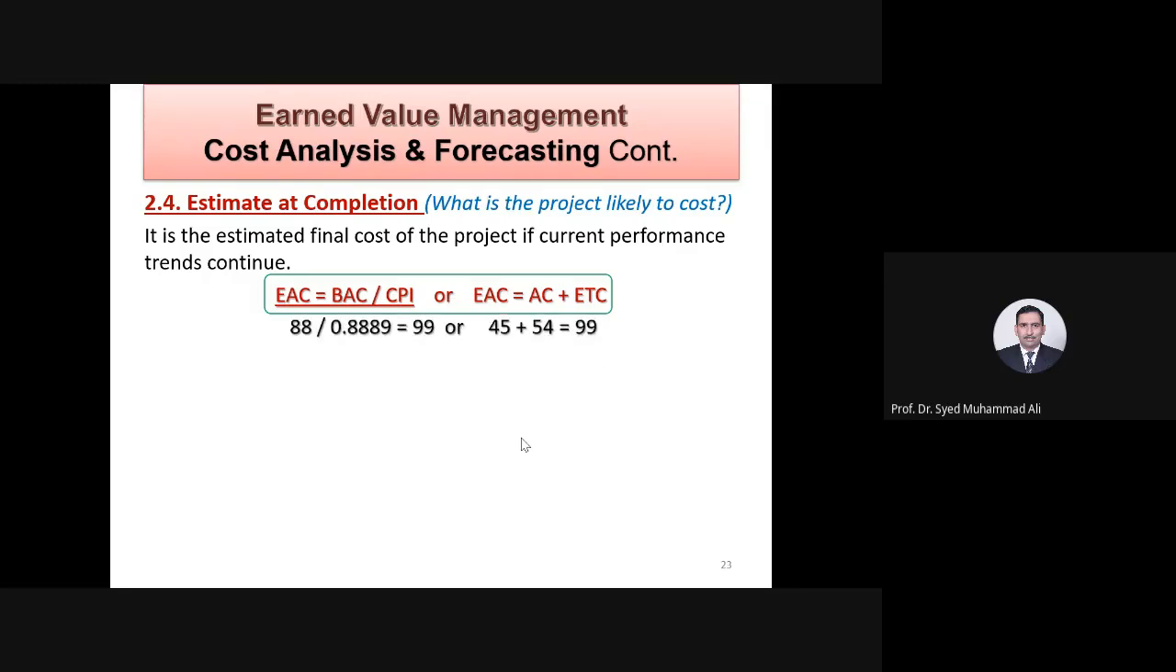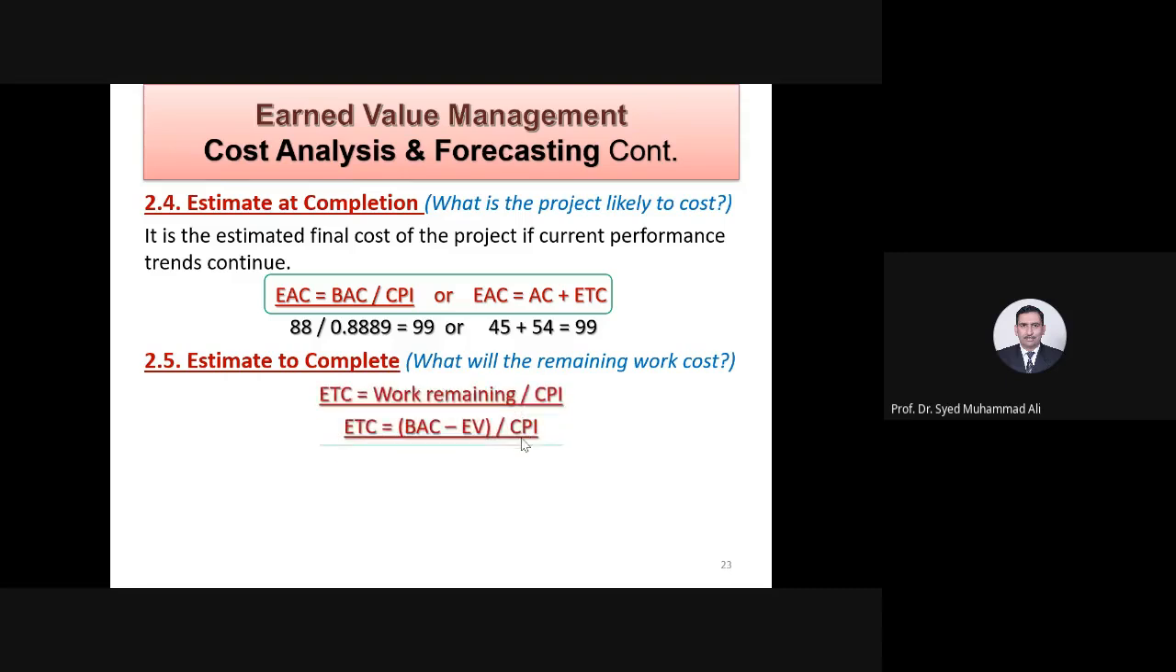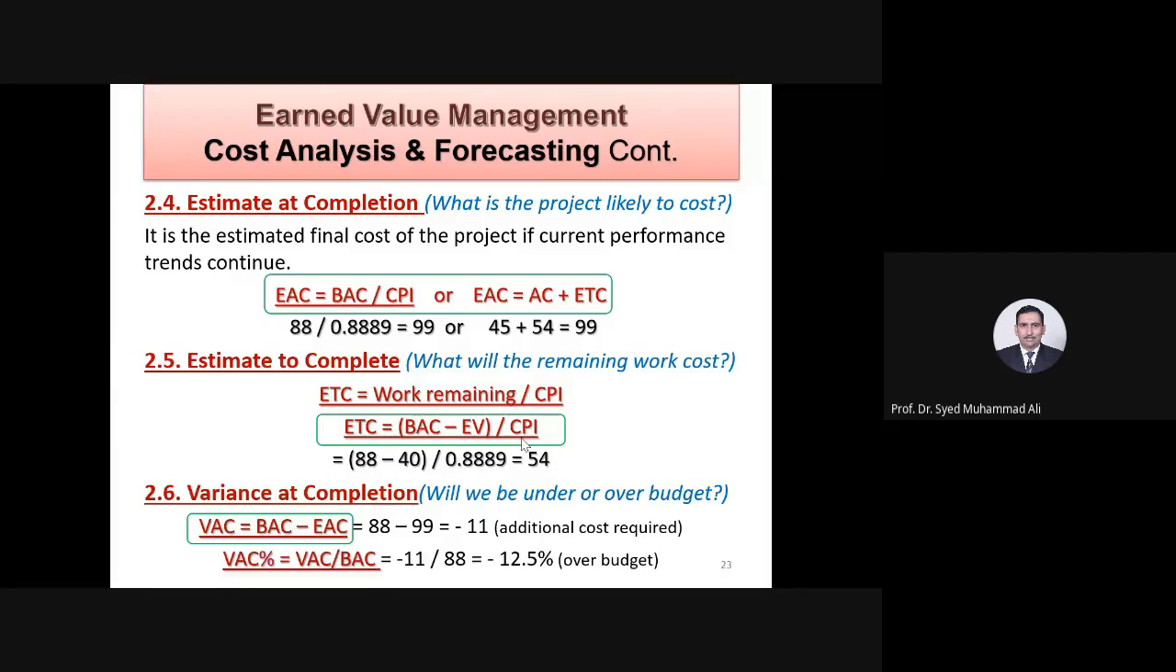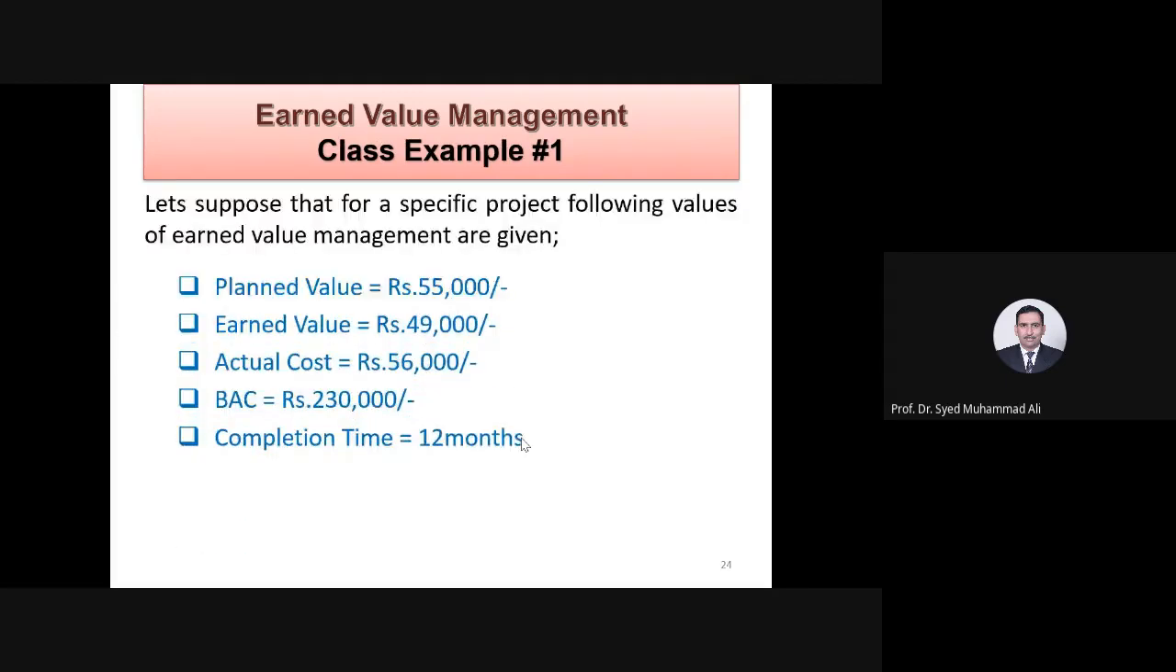Estimated cost at completion. Again, the same way, it gives you 99 estimate to complete. You put this, 54. Variance at completion minus 11 means additional cost will be required. Over budget by 12.5%. Now this is the example, I think you do it yourself. I want to switch to the other topic.